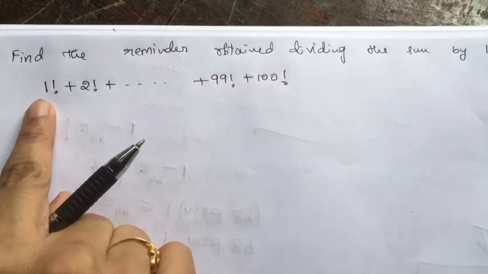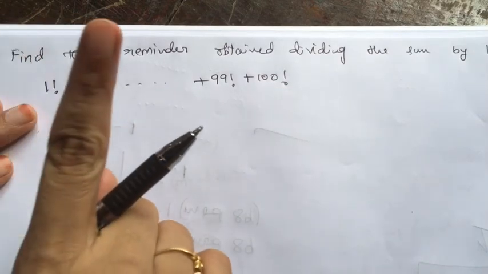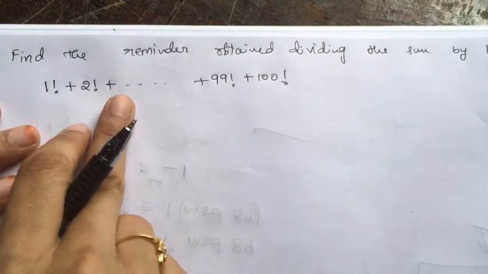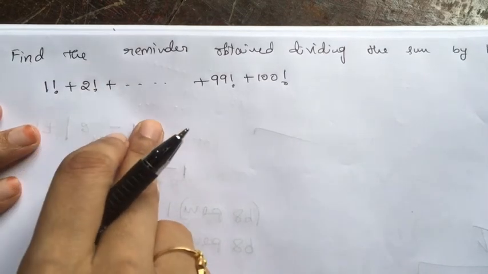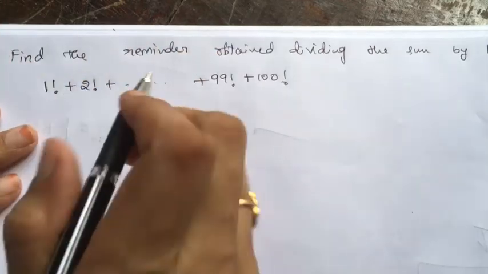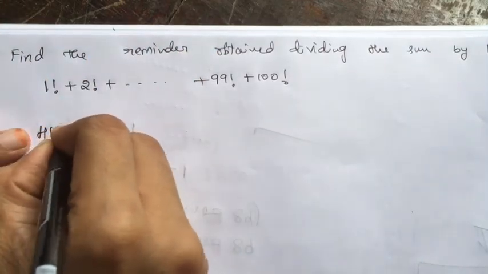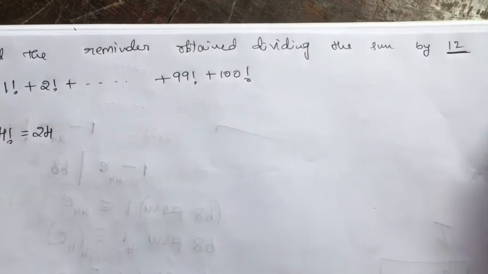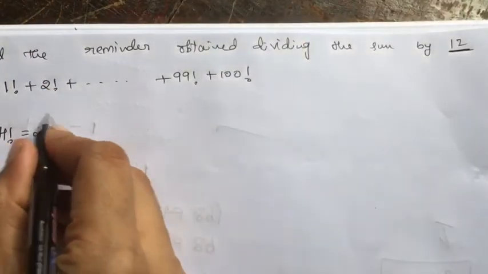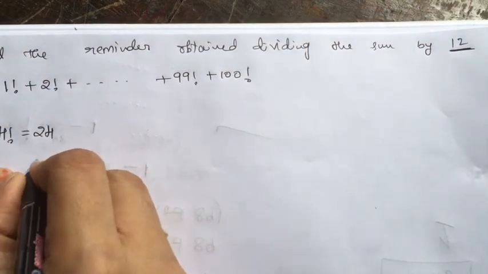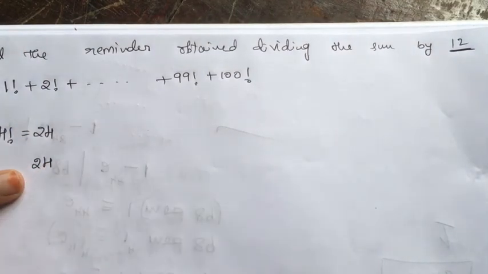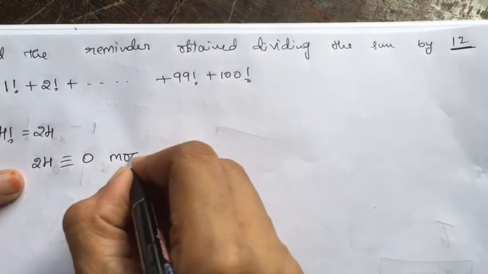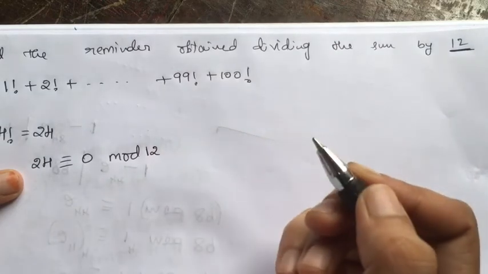Okay, 1 factorial, I hope you know what factorial is. 1 factorial is 1, 2 factorial is 2 into 1, that is 2, 3 factorial is 3 into 2 into 1, which is 6. Like that, 4 factorial is nothing but 24. Since I have got n value as 12, I'm interested in taking 4 factorial. Now what happens? 4 factorial is 24. 24 is divisible by 12, so it is 0 mod 12.